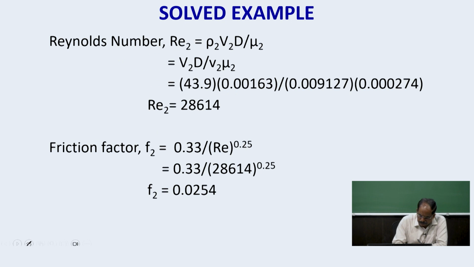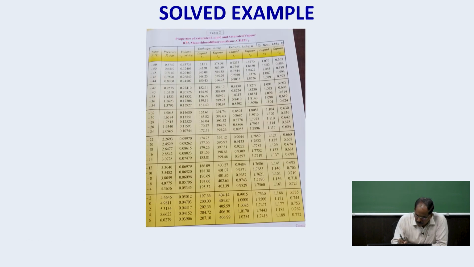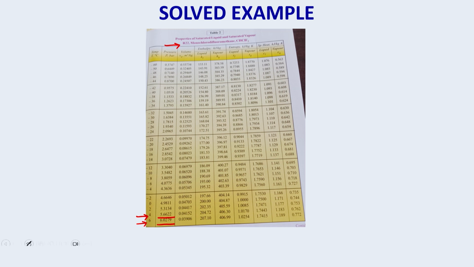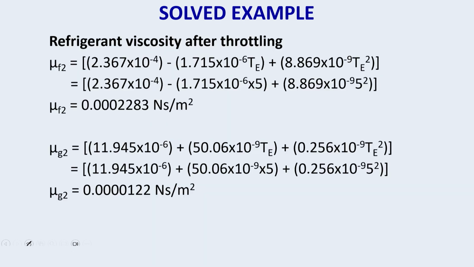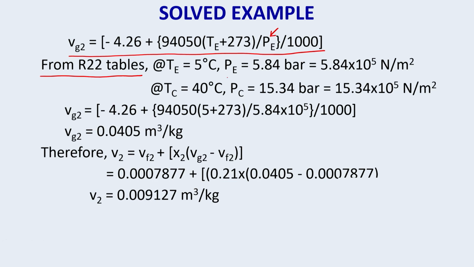So let us go to the table. This is R22. This is 4 degrees centigrade, this is 6 degrees centigrade. So we have to take the average of these two, which gives the evaporator pressure corresponding to 5 degrees centigrade. So I have taken the average value. Then convert the bar into Newton per meter square. 1 bar is 10 power 5 Newton per meter square.